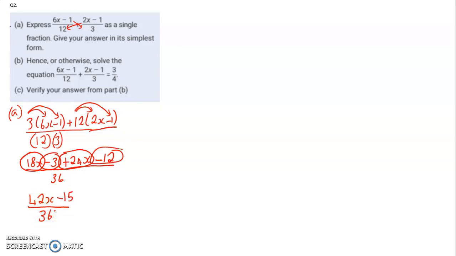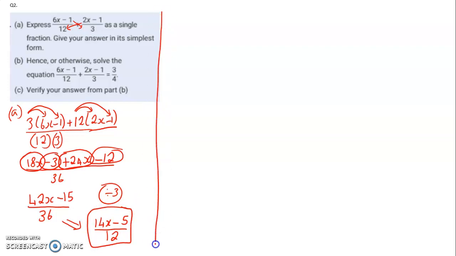So now here to simplify, I need to find the highest common factor of 42, 15 and 36. So that's 3. All of those numbers are divisible by 3. 42 divided by 3 is 14. So that becomes 42x divided by 3 is 14x. Minus 15 divided by 3 is 5. All over 36 divided by 3 is 12. So that's my final answer in its simplest form.